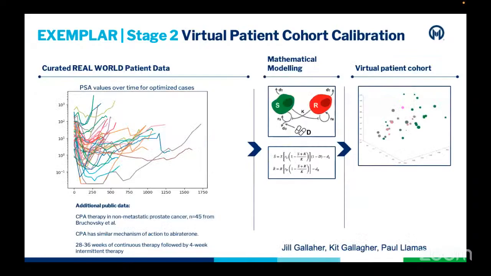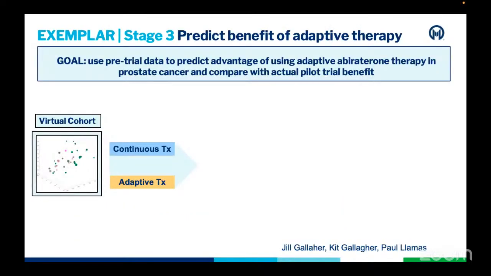And then using a mathematical model, we essentially encoded those patients into a virtual cohort of these digital avatars. And from that cohort, then we could simply apply the trial that we did. Now, all these patients only received continuous therapy. None of them received anything intermittent or adaptive. But we could then apply adaptive therapy based on the original trial protocol and compare the 2 arms.